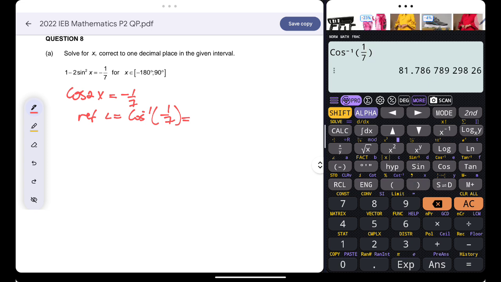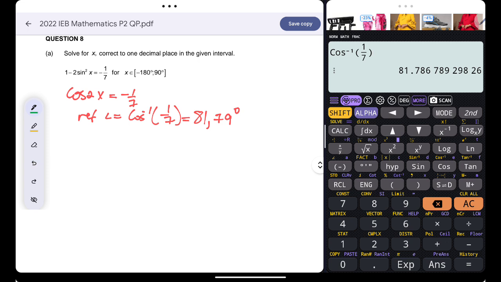This will give me 81.79 degrees, right? So my duty is to express my reference angle where cos is negative. Why? Because cos 2x is equal to a negative number.